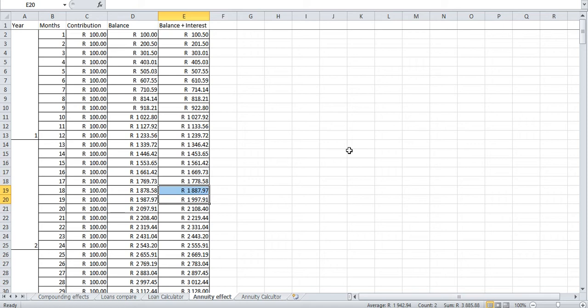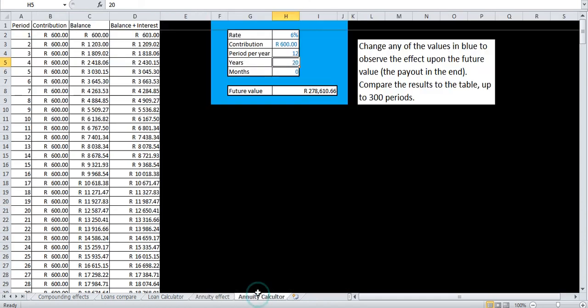Alright, so if we take a look, we have got 109 Rand and 94 cents as our difference between the two. So obviously 9 Rand 94 was the interest, and the additional 100 Rand came from the contribution that was made. These are fairly straightforward if you practice them. So let's just jump onto an Annuity Calculator.